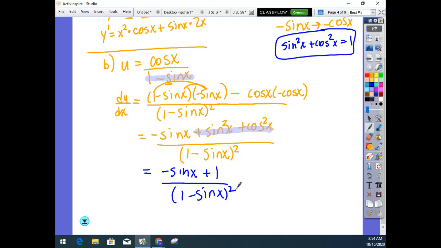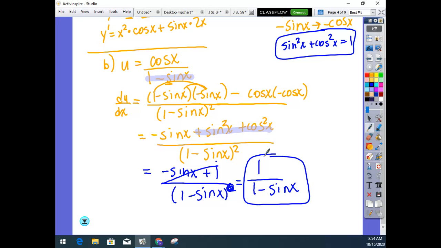Now if you notice, look at the numerator. Negative sine x plus 1 is the same as 1 minus sine x. So I can cancel one common factor of 1 minus sine x. I'm left with 1 on top and 1 minus sine x on the bottom. I would say on the free response, you could maybe get away with stopping here. But there's quite a few multiple choice questions where you'd have to be able to simplify it all the way down to find the correct answer.